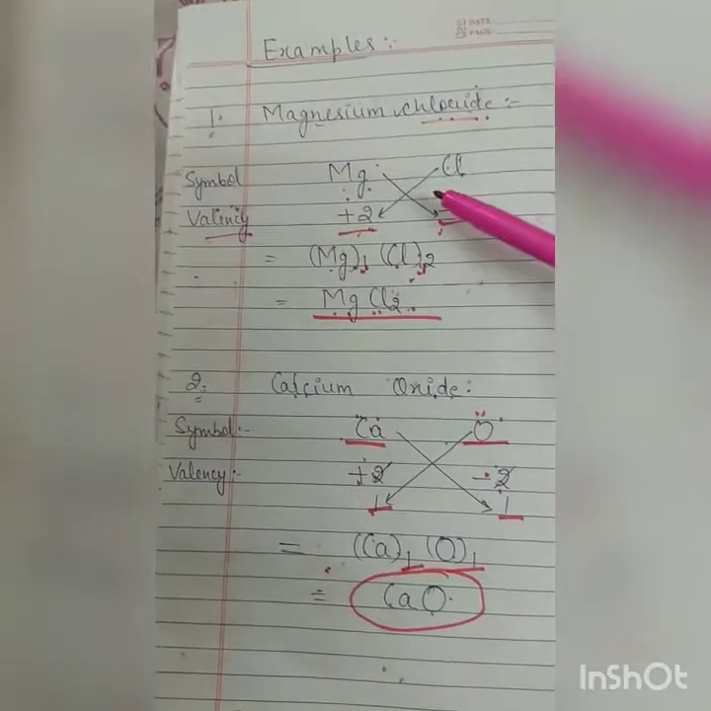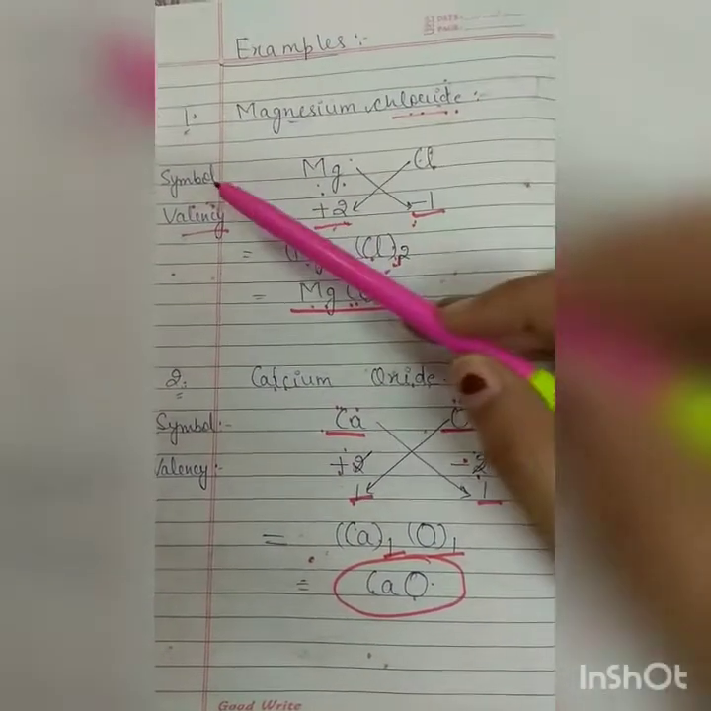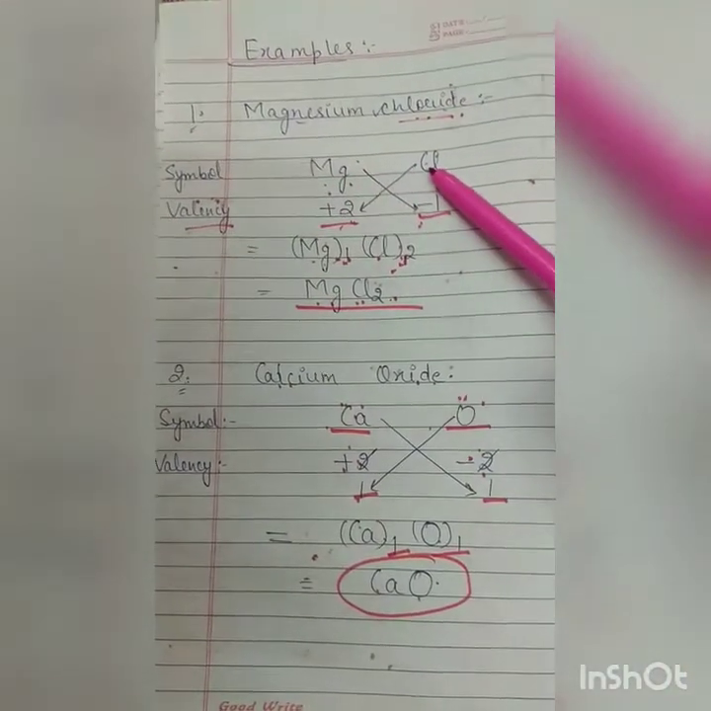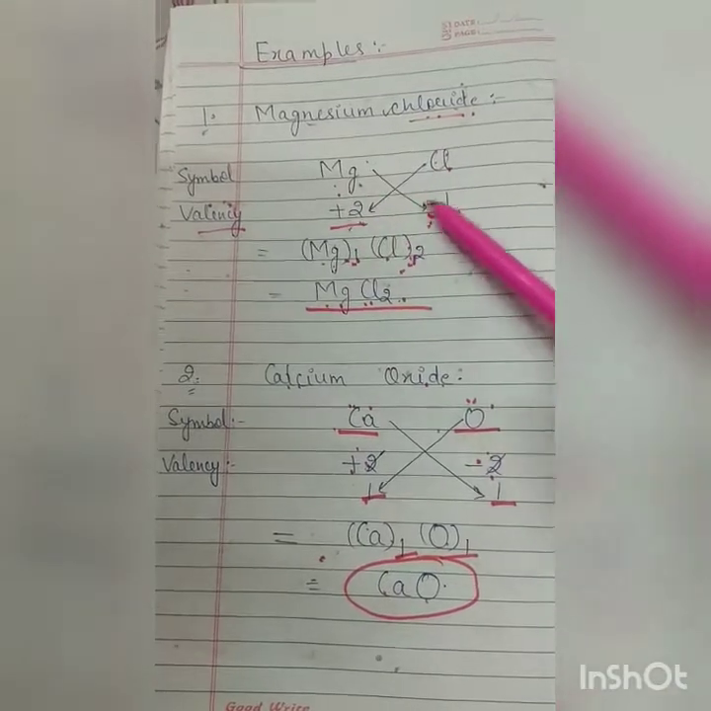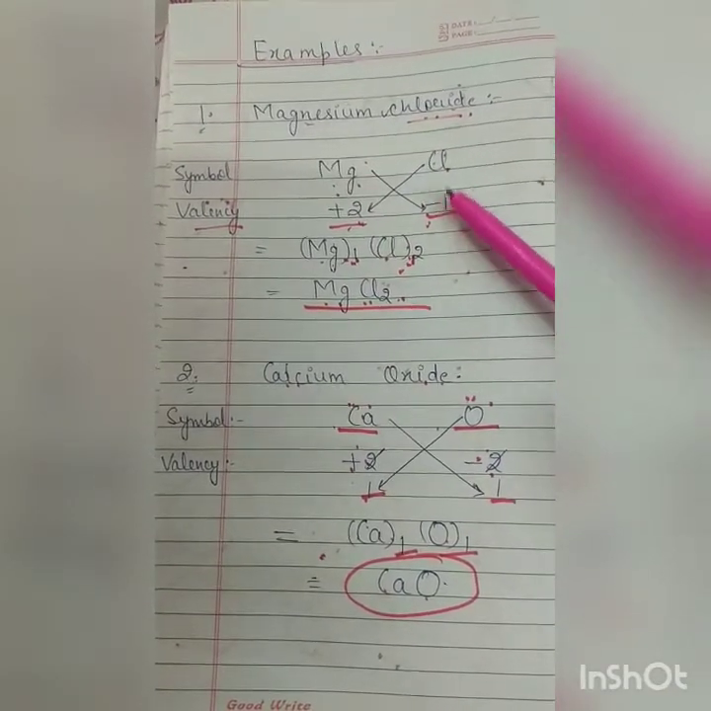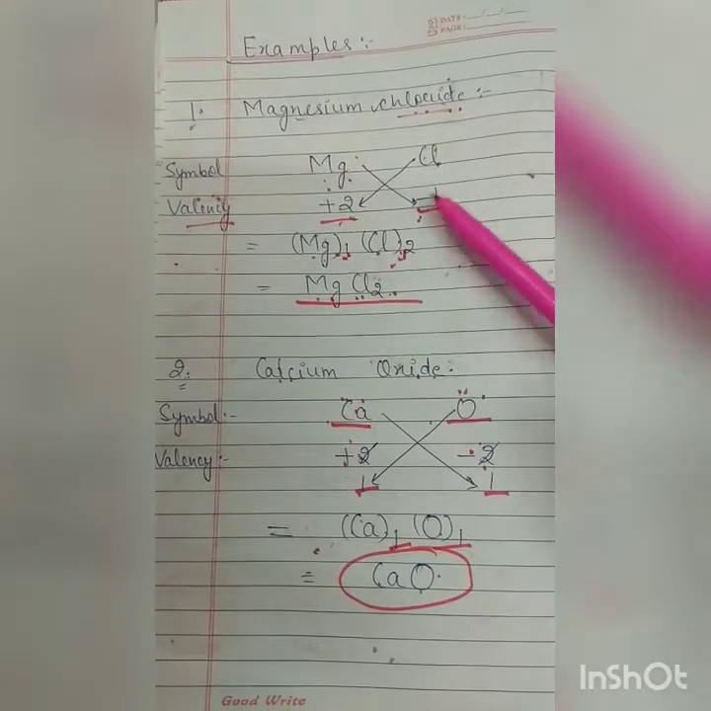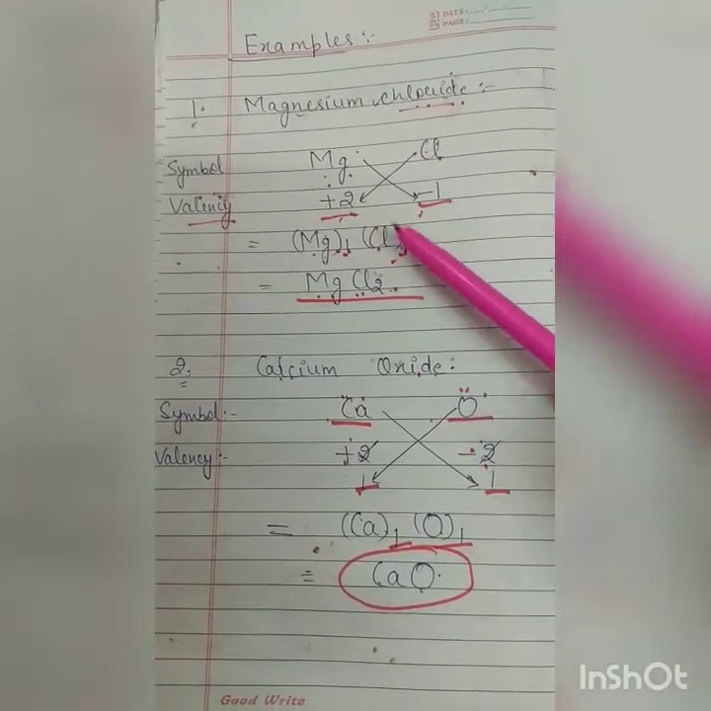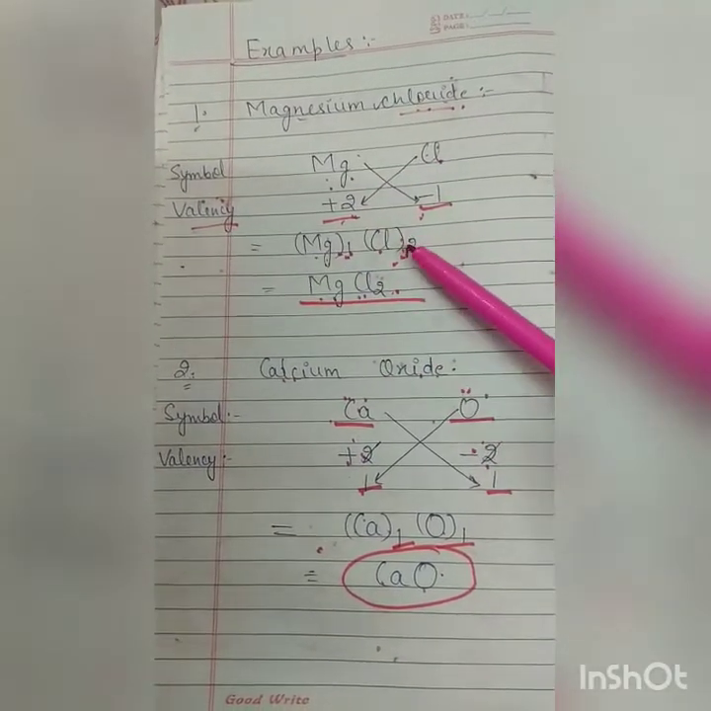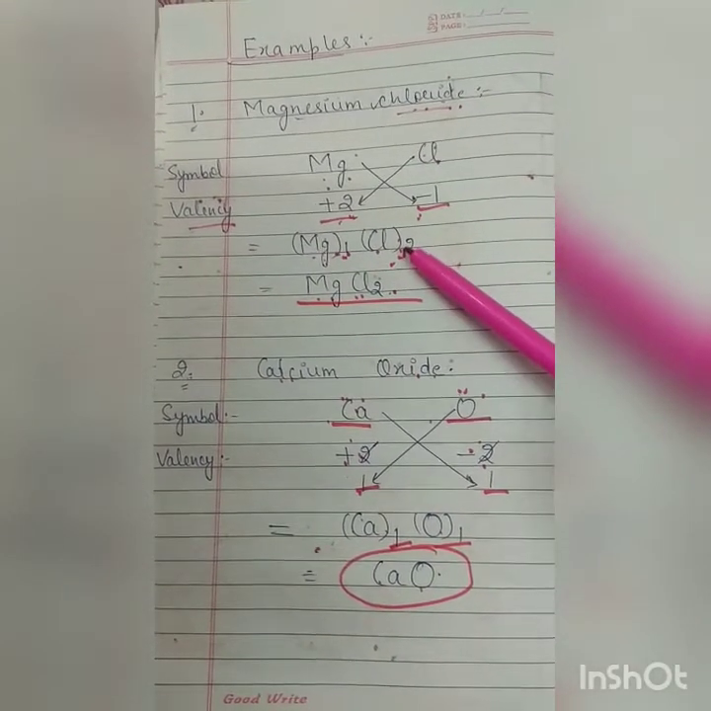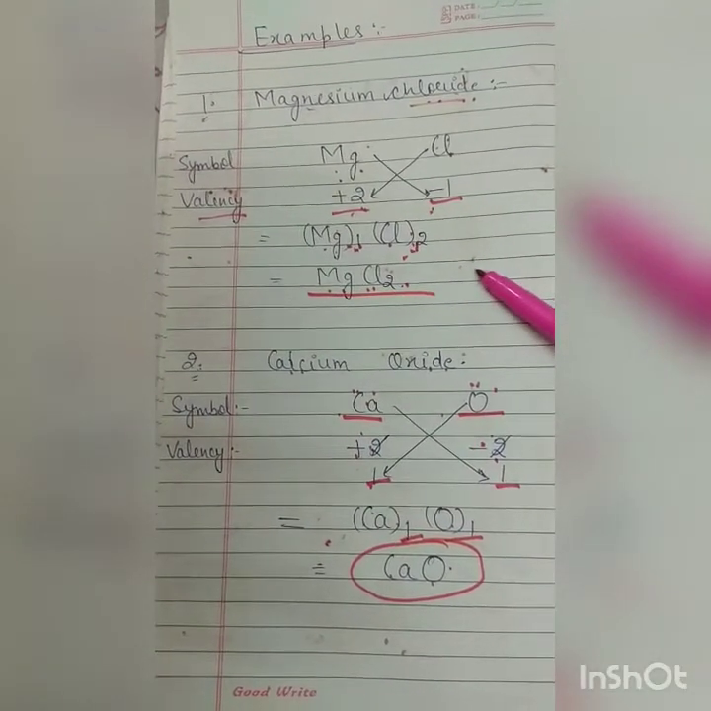Now see some examples. The first example, we are having magnesium chloride. The first step is to write down the symbols as we have written. The second step is to write down the valency of both the ions. And then we need to cross multiply it. So magnesium will get the valency 1 and chlorine will get the valency 2. There is no need to write down the sign of the valencies while writing the formula. So the formula becomes MgCl2.